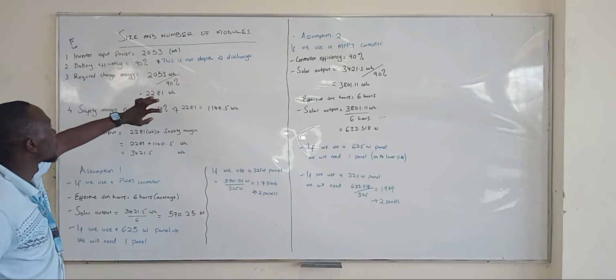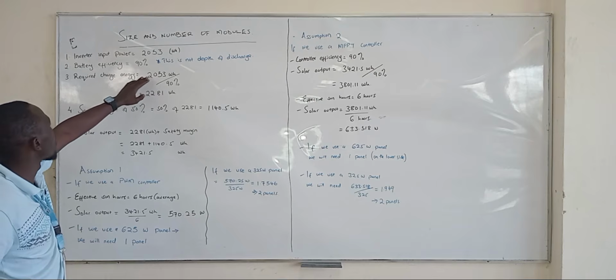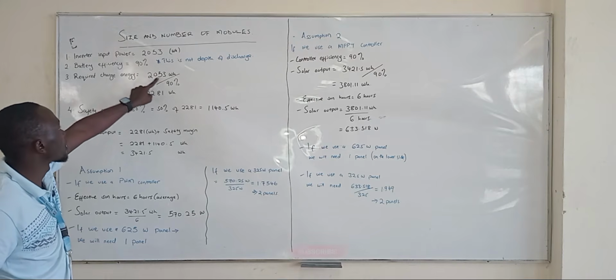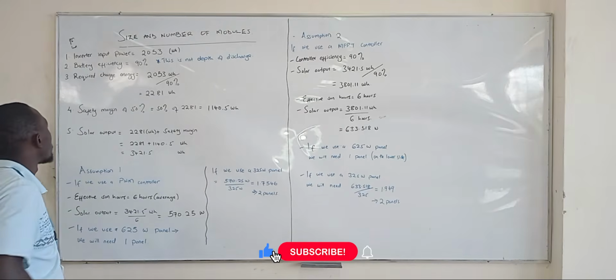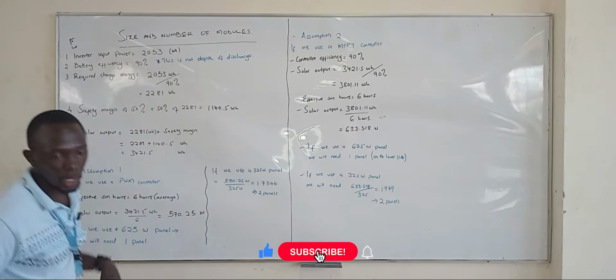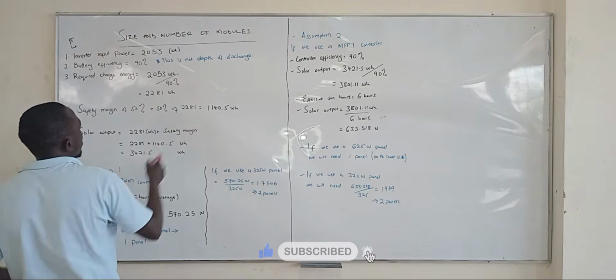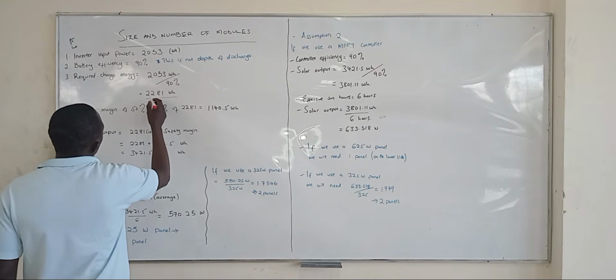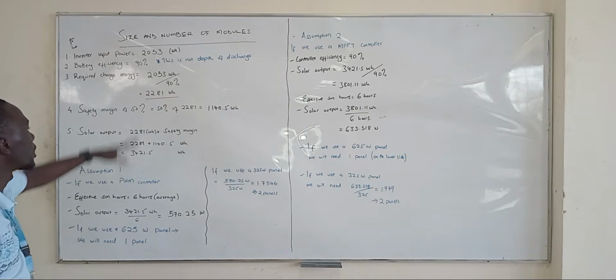So when you do this calculation, the inverter input power, that is 2053 watts, divided by the battery efficiency 90%, you get 2281 watt hours. So this is the required charge energy per day, 2281. So that is the base required energy per day.